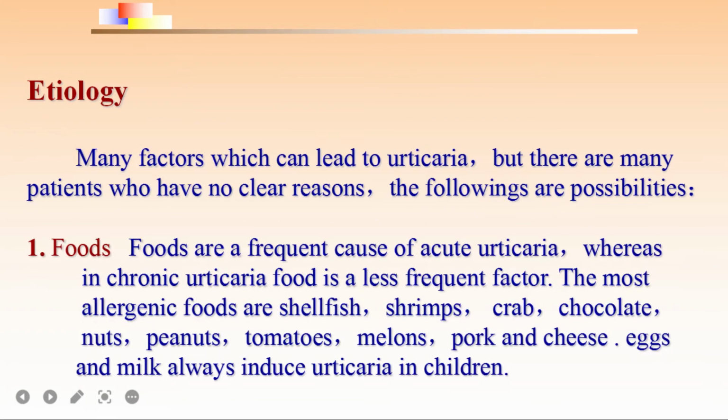Etiology. Many factors can lead to urticaria, but there are many patients who have no clear reasons. The following are possibilities. 1. Foods are a frequent cause of acute urticaria, whereas in chronic urticaria food is a less frequent factor. The most allergenic foods are shellfish, shrimps, crab, chocolate, nuts, peanuts, tomatoes, melons, pork and cheese. Eggs and milk always induce urticaria in children.